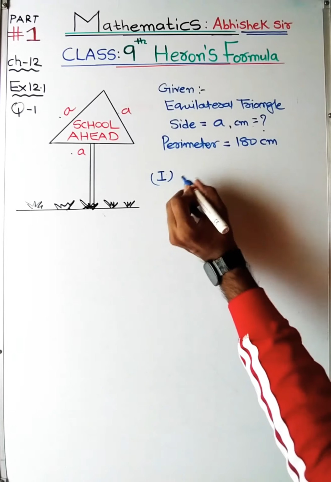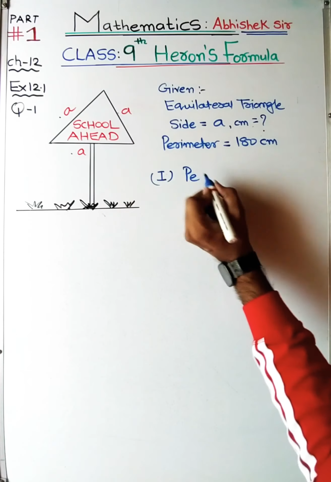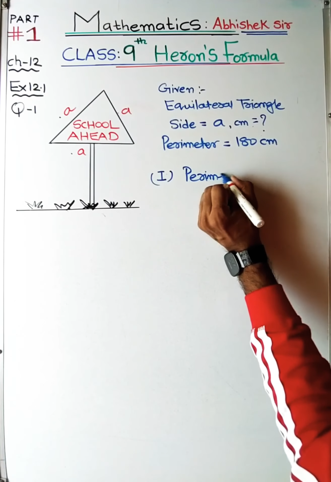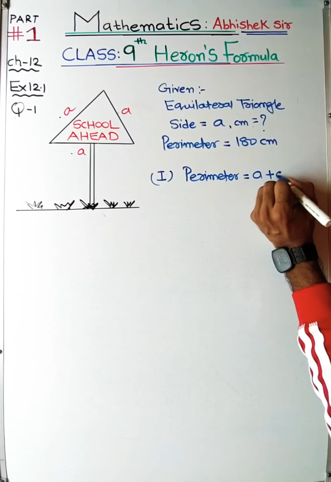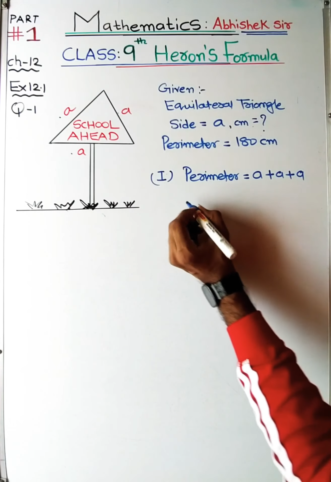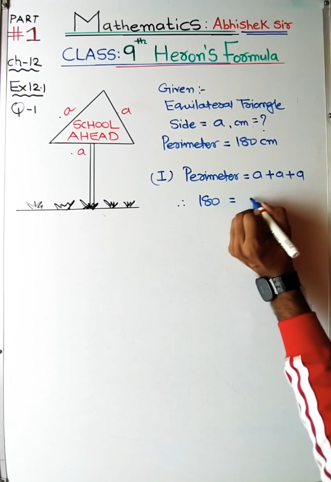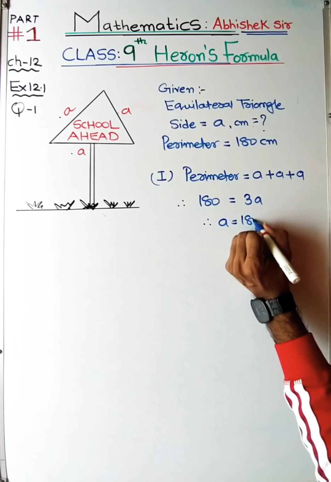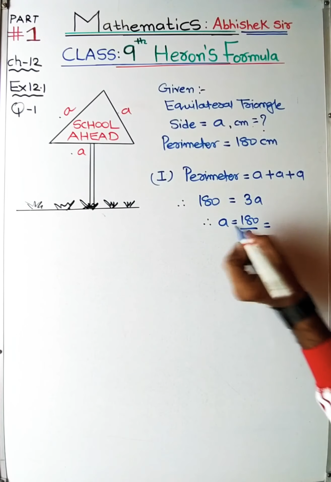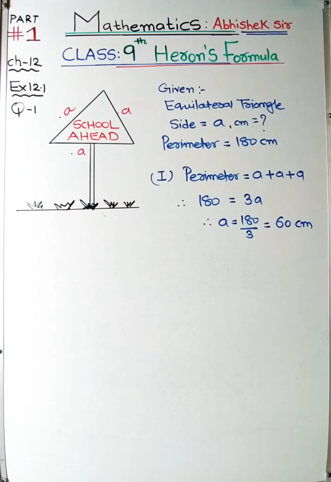Our first step will be to find out the measure of sides. So we will go with the hint which is given: perimeter equals the sum of three sides. So it will be A plus A plus A. That means perimeter is 180 and here it is 3A. So what will be the value of A? It will be 180 upon 3. That means it is 60 centimeter. Clear? So it is 60 centimeter.